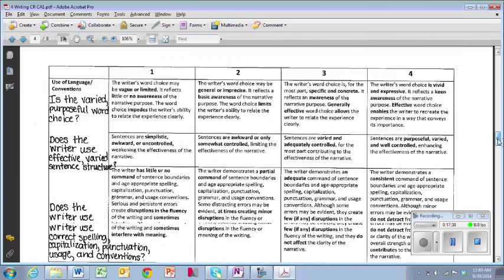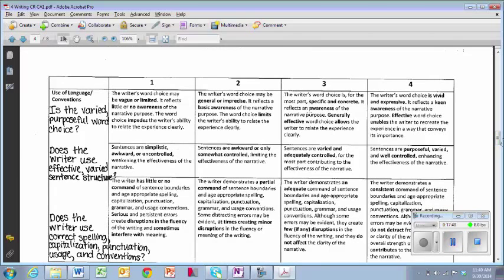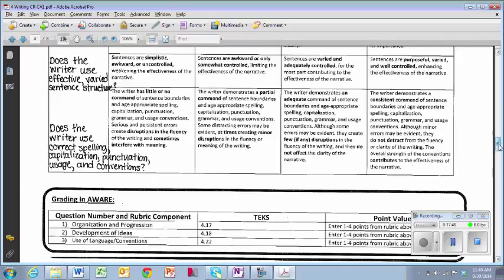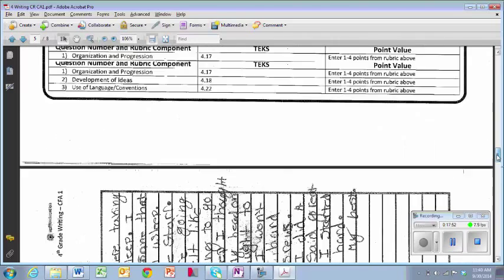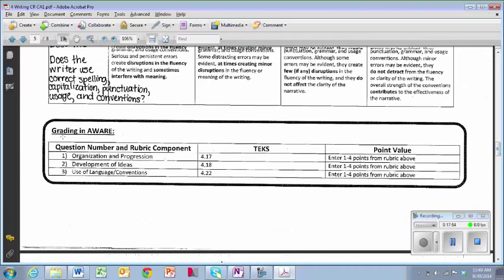So same thing, you would average your 3 scores to get an overall score for the conventions. And then once you do that, you will have 3 scores, as you can see here, at the top of a paper, and then you would input it into Aware using the suggestions down at the bottom. You wouldn't give a 0, but you would give between a 0 and 4 for each of the 3 areas.